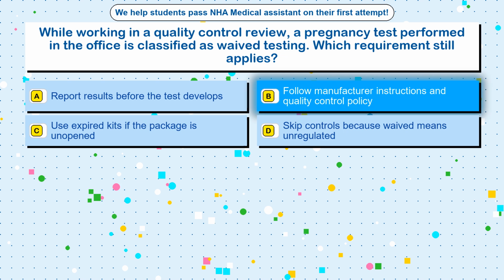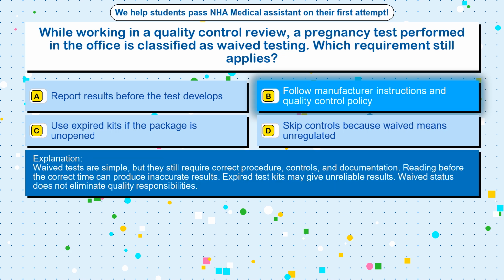The correct answer is option B. Follow manufacturer instructions and quality control policy. Waived tests are simple, but they still require correct procedure, controls, and documentation. Reading before the correct time can produce inaccurate results. Expired test kits may give unreliable results. Waived status does not eliminate quality responsibilities.